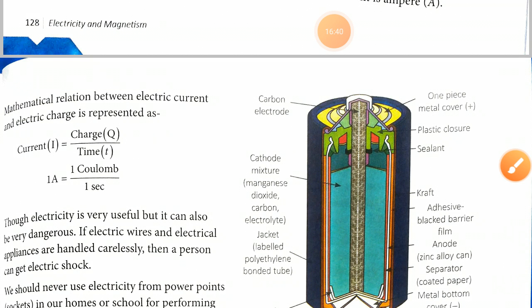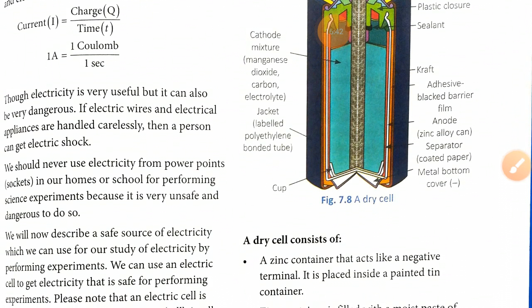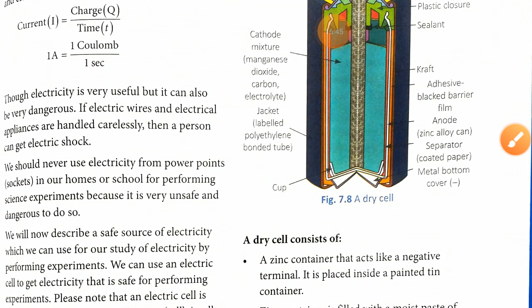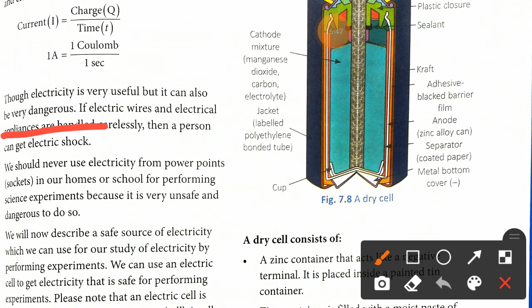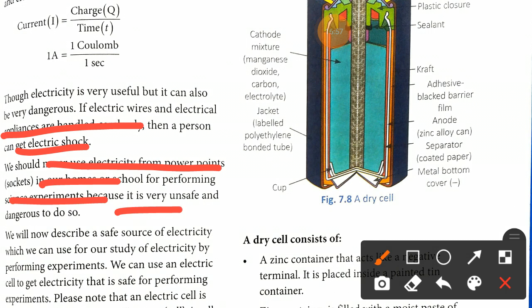So though electricity is very useful, it can also be very dangerous. If electric wires and electrical appliances are not handled properly, then a person gets an electric shock. We should never use electricity from power points in our homes or school for performing science experiments because it is very unsafe and dangerous to do so.